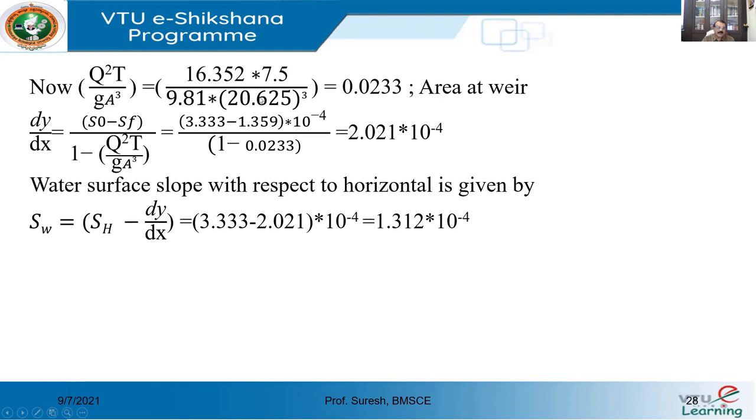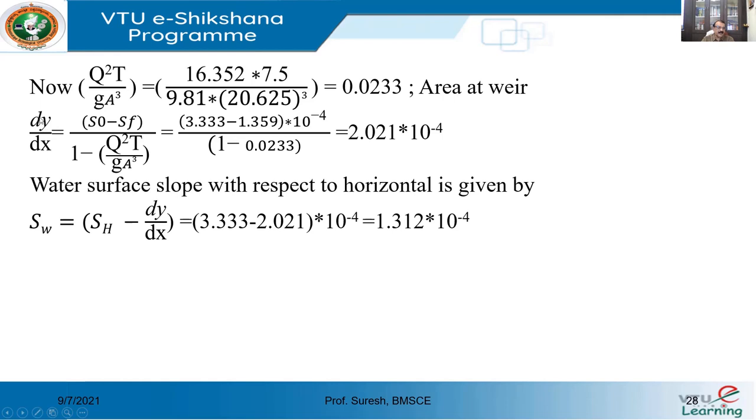Okay. So here, I'm very clear. The area which I'm going to talk about here is the area of the flow section or wetted area at A2. So to get clarity, substitute this in place of A as A2. So A2 is 20.625 cube. Now, you have all the values. Substitute the values. 1 over 3000 minus SF, that is 1.359 into 10 power minus 4, divided by 1 minus Q square T divided by g A cube. So that works out to be 0.02233. So on simplification, you are going to get this dy by dx.